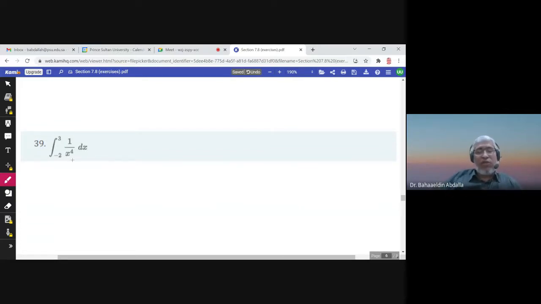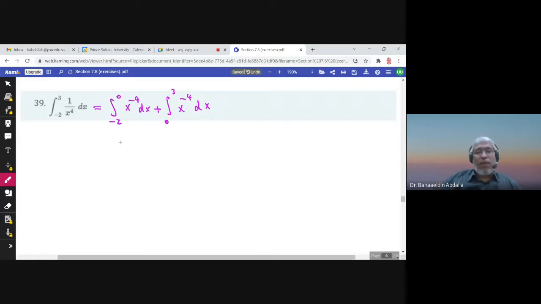This function is not defined at 0, so it's not continuous at 0. So I have to write the integral from negative 2 to 0 plus from 0 to 3. Let me start by evaluating the first integral. Let me call this I. So I would be x to the power negative 3 over negative 3 from negative 2 to 0.